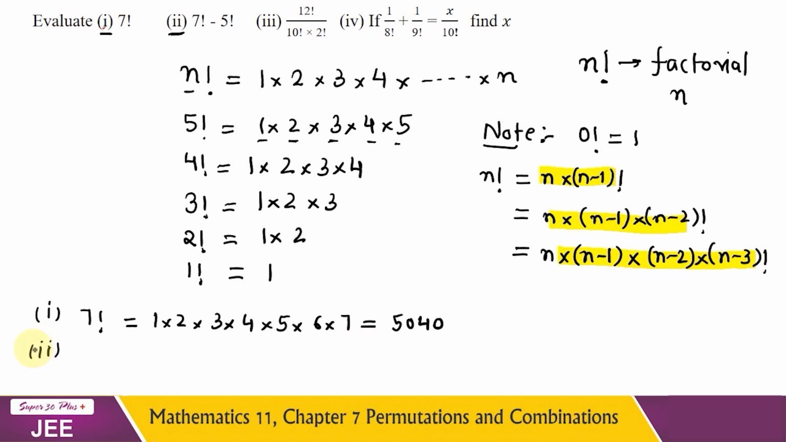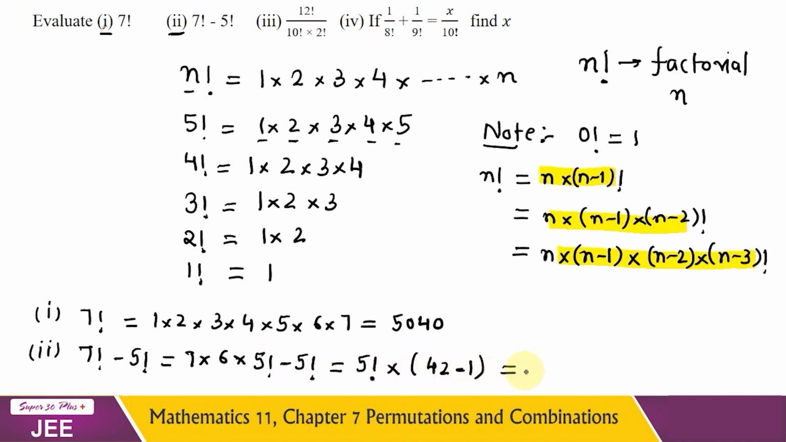So 7 factorial minus 5 factorial can be written as 7 into 6 into 5 factorial minus 5 factorial. Take 5 factorial as common, and we are left with 7 into 6, 42 minus 1. So we are having 5 factorial multiplied by 41.